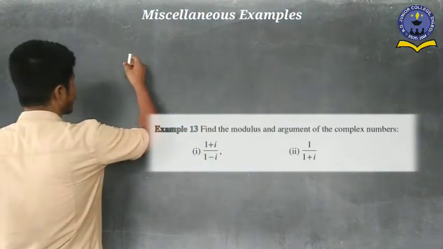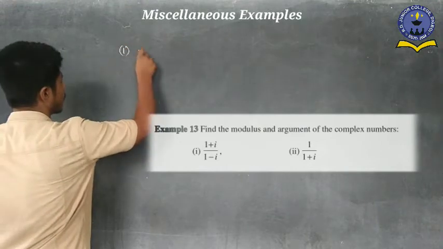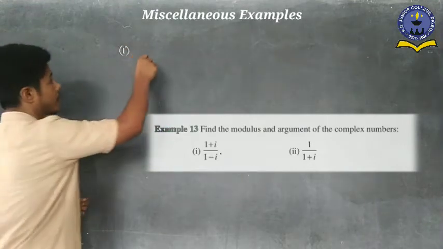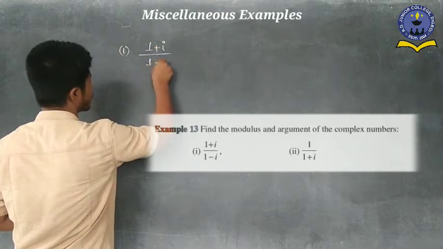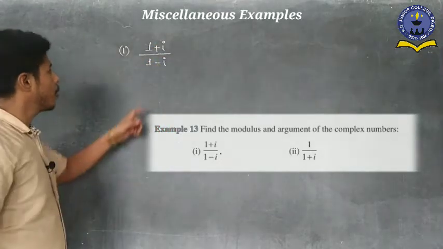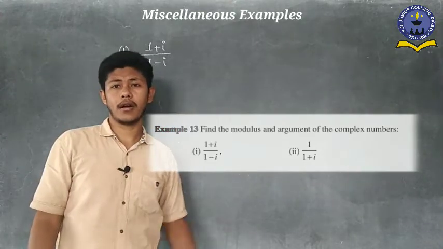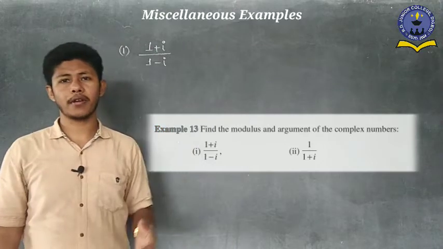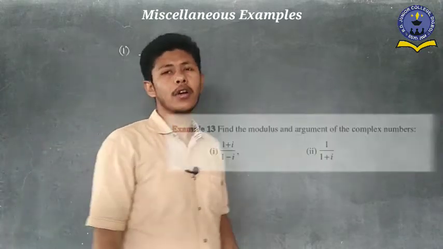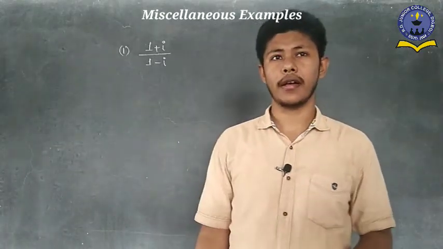In this case, let's see what we have to do. The complex number is given: 1 plus i divided by 1 minus i. We have to find the modulus and argument. Modulus means we have to find r, and argument means we have to find theta, isn't it?